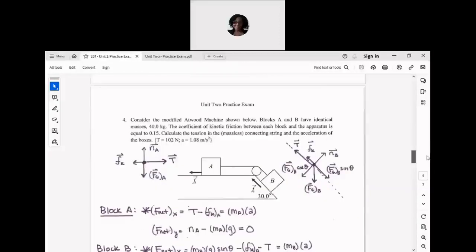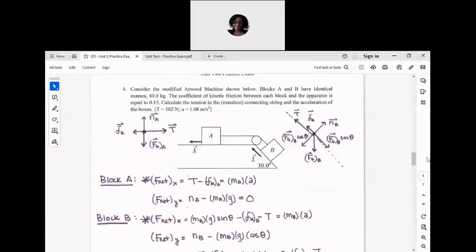This page is scanned out of order. I apologize, but I'll go to number 4.